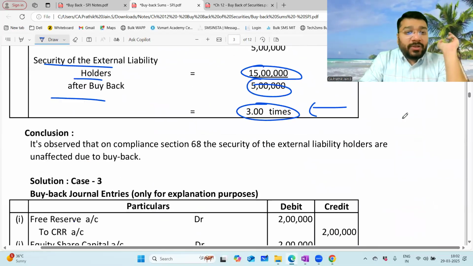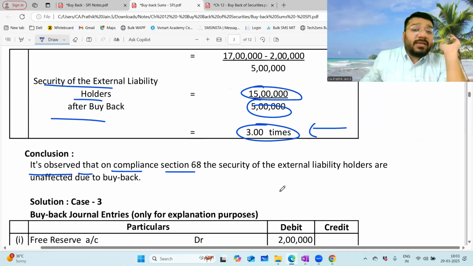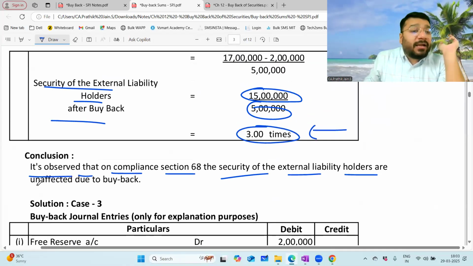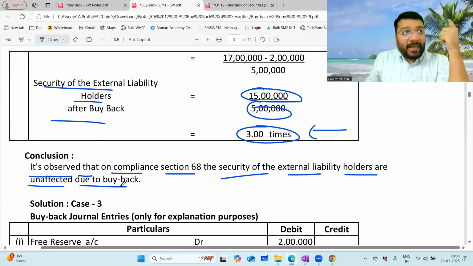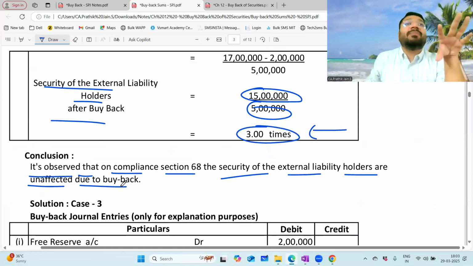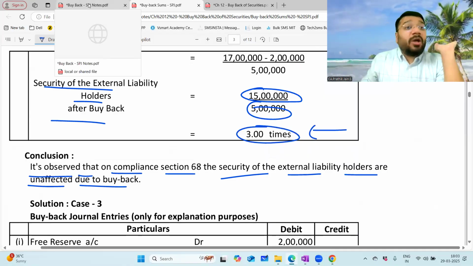So now look at the conclusion. It's observed that on compliance with section 68, the security of the external liability holders is unaffected due to the buyback. We had 3 times security earlier, and now also it is the same 3 times. That is the beauty of section 68. So this is one option.